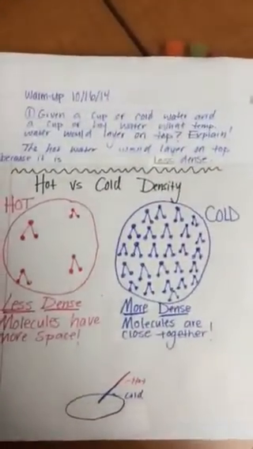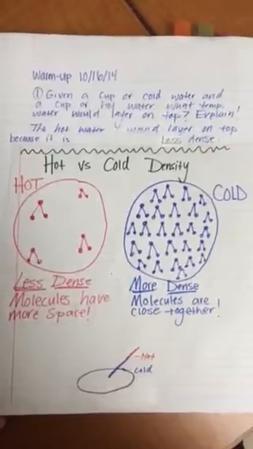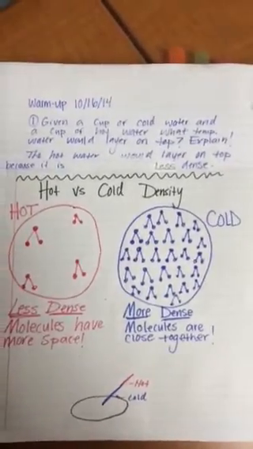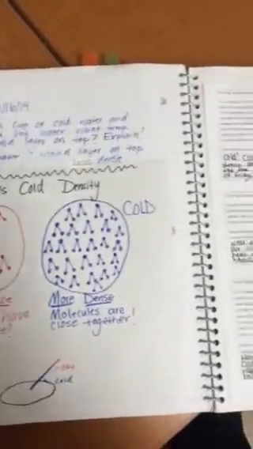On page 59 is a warm-up from October 16th and also our drawing of hot versus cold, what happens to the molecules when things are heated or frozen. Across on page 60 is the puzzling scenario handout of all the puzzling scenarios, as well as your puzzling scenario that you are in charge of solving.